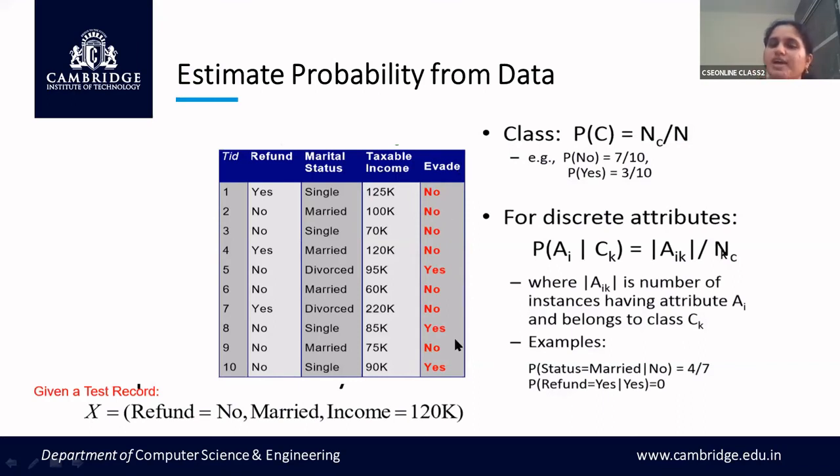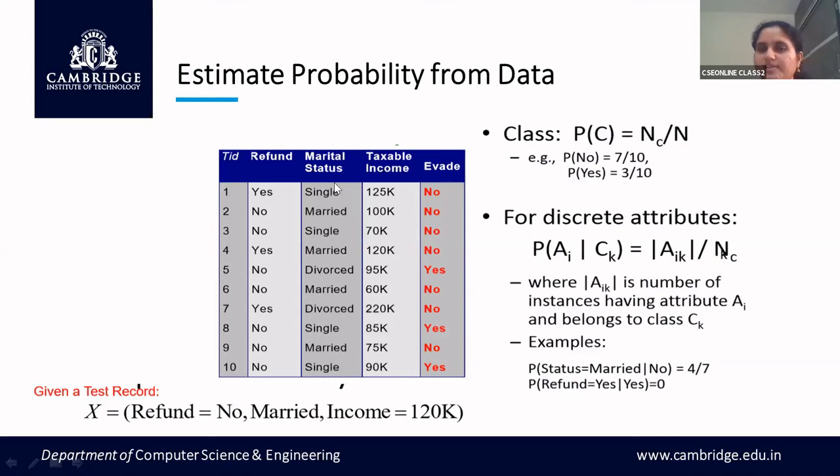So what is the probability of class label? So 7 by 10 for no and 3 by 10 for yes. So if I check for refund no, how many of them are yes? Refund no. There are 7 entries with refund no. How many of them are yes? 1, 2, 3. 3 are yes. So it is 3 by 7 and 4 by 7. For refund, 3 by 7, 4 by 7.